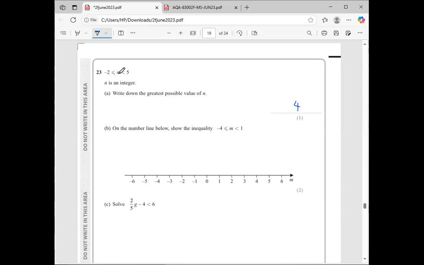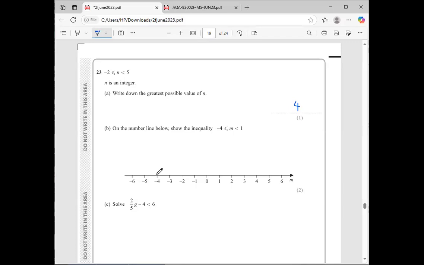Okay. So that's the answer for that one. The second question says, on the number line below, show this inequality, -4. Now, this one is even simpler. If I have to show the inequality, this is what I'm going to do. Remember what I said that time.